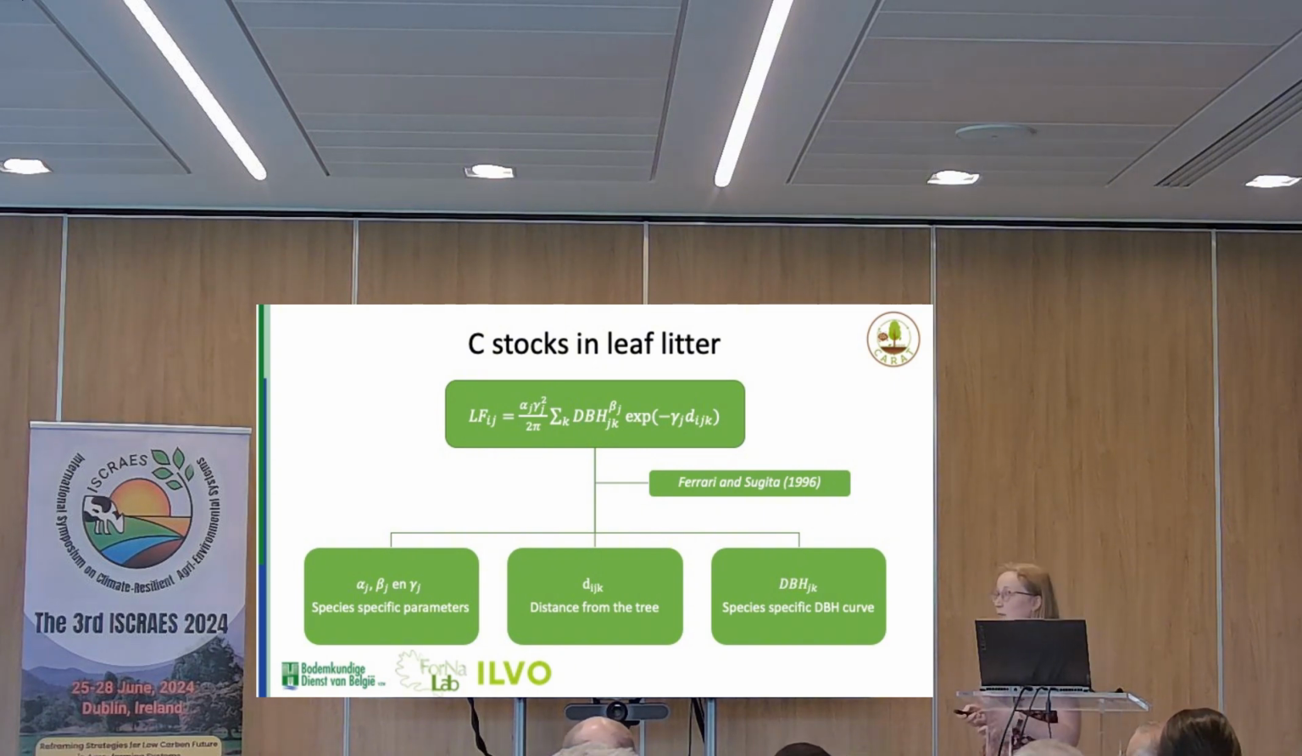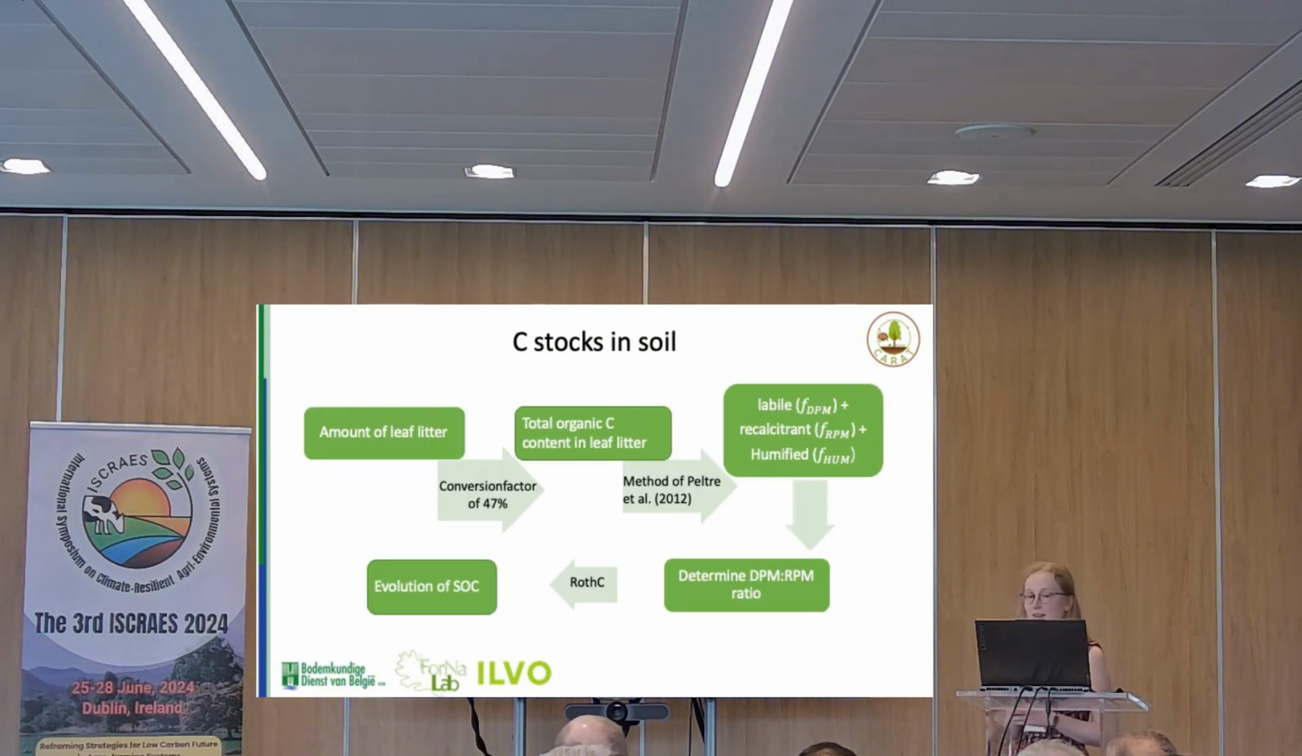In the next step, we will take into account the carbon stocks that are present in the leaf litter. For this, we use the leaf fall distribution model from Vanneste, and this model estimates that the amount of leaf litter decreases exponentially with the distance to the tree. Other things that it incorporates into the model is, again, species-specific parameters, so it's different for each different tree species. The diameter at breast height is also incorporated, and that is calculated like I explained in the previous slide.